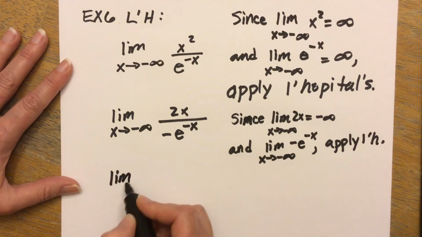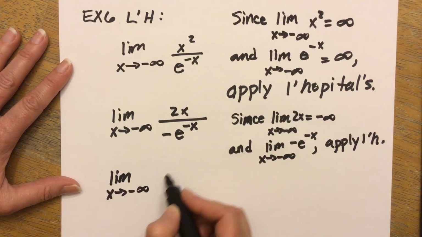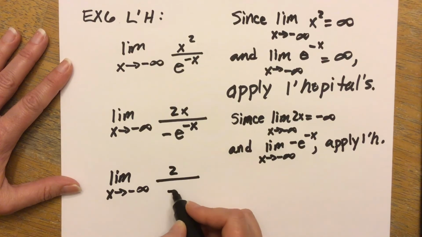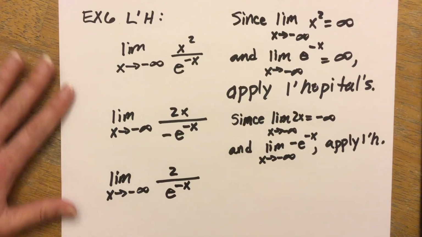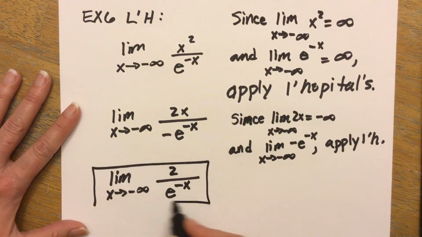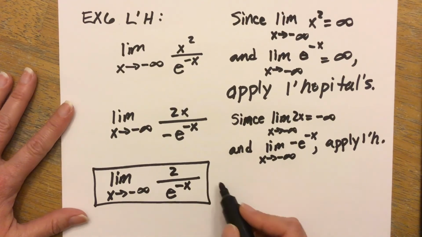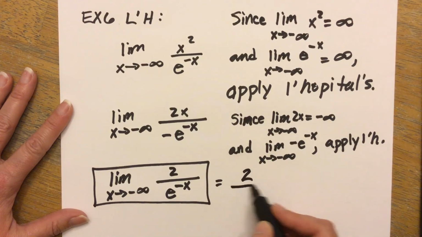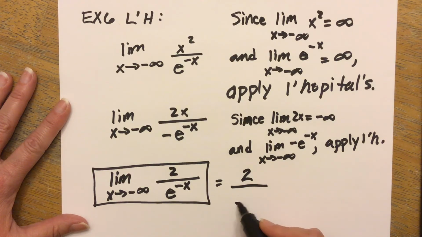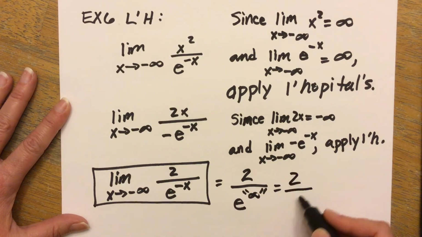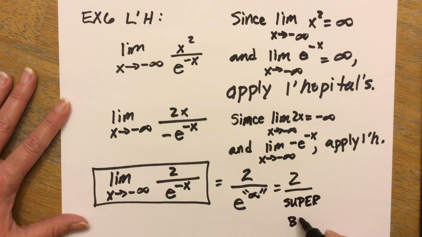Doing the derivative of the top nicely gives us 2. The derivative of the bottom now makes it positive. But what's nice about this, we now have the nicest form of the limit. We get 2 over e to the negative x. So when you put in negative infinity, you actually end up with that positive there. So we have 2 over a super big number, and 2 over a super big number is 0.